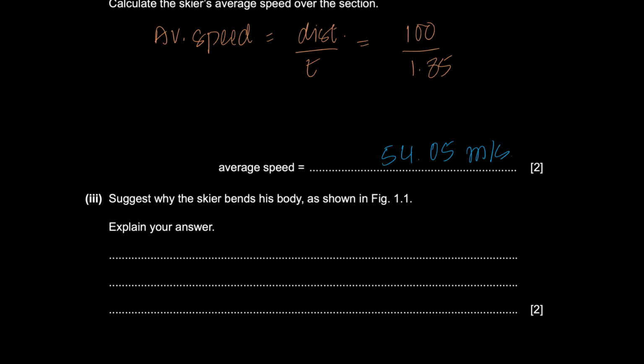So our last part is interesting because we haven't talked too much about it, but we have an idea because we neglected this aspect when we were checking free fall. Suggest why the skier bends his body as shown in the figure. So he's bending down to minimize his surface area exposed to the wind that's hitting him, which is going to slow us down. So essentially he's trying to fight air resistance. So his goal is to minimize air resistance is good enough.